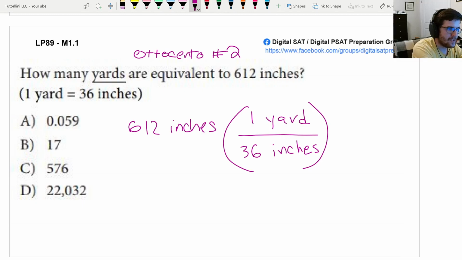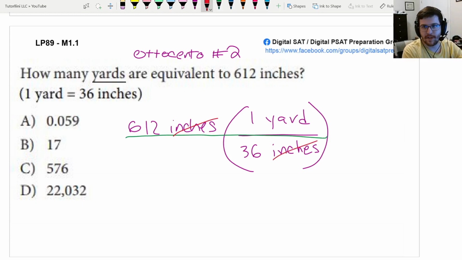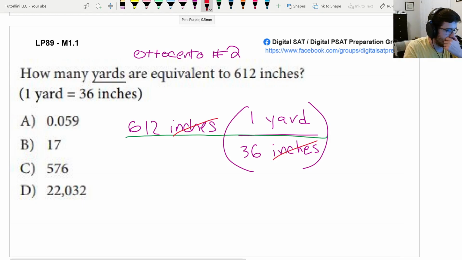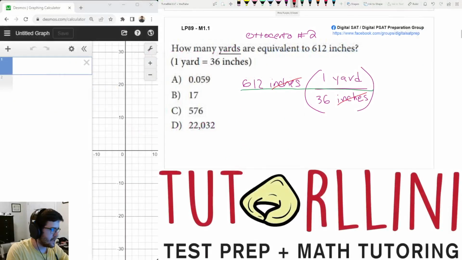The reason why I'm doing this is so that when they are on opposite sides of the division sign, these units will cancel. If you flipped it the other way, they would not cancel, so you would be in trouble. So make sure they cancel before you go to the calculator. Even though this one is pretty straightforward, I'm not going to do any math in my head. I'm going to go to Desmos and type it in exactly as I wrote it.